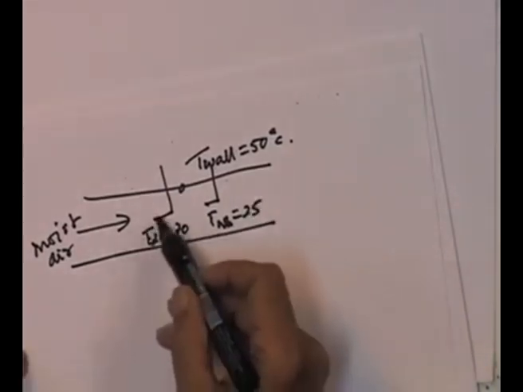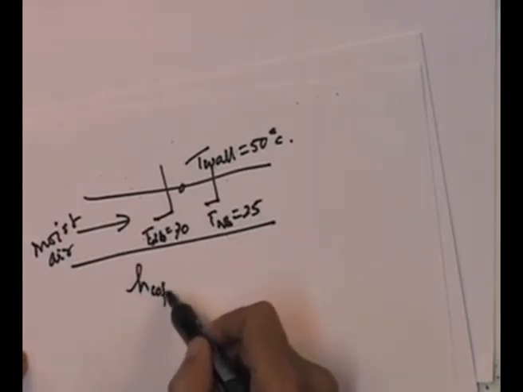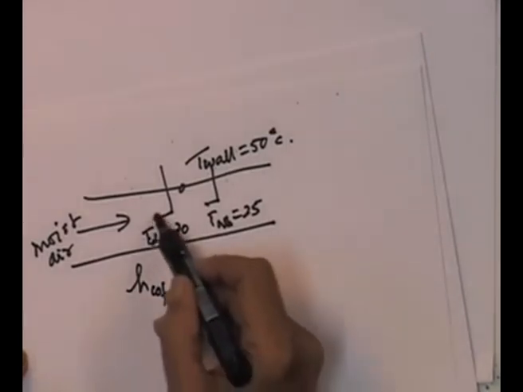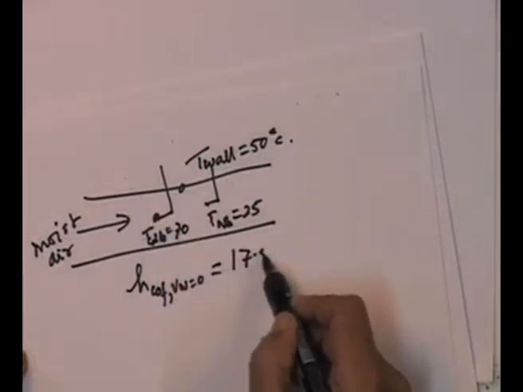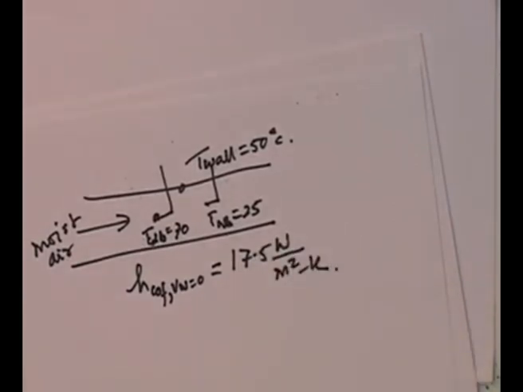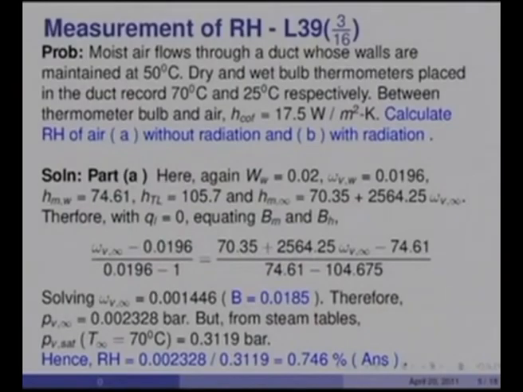Now, it is also given that the heat transfer coefficient h coff V W equal to 0 for this situation of the bulb is measured as 17.5 watts per meter square Kelvin. So, under this situation, you are asked to calculate relative humidity of air (A) without radiation and (B) with radiation. In the first part, we assume that whatever the wet bulb and dry bulb thermometers are reading are correct values, and they are not influenced by radiation between the tube wall temperature and the bulb temperatures.